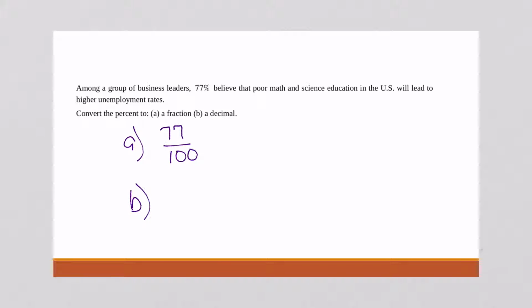On part B, they want us to convert 77% to a decimal. So I'm going to scoot it to the left 2 places, and it would be 0.77.